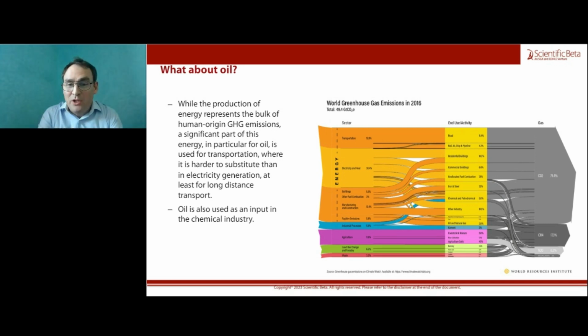When it comes to transportation, one can note, for example, that for long distance transport, so lorries and shipping, etc., it is feasible in the end to substitute it, but it's going to be more difficult. For private cars, in Norway, where I live, actually, in 2022, more than 80% of new private cars that were sold in 2022 were electric cars.